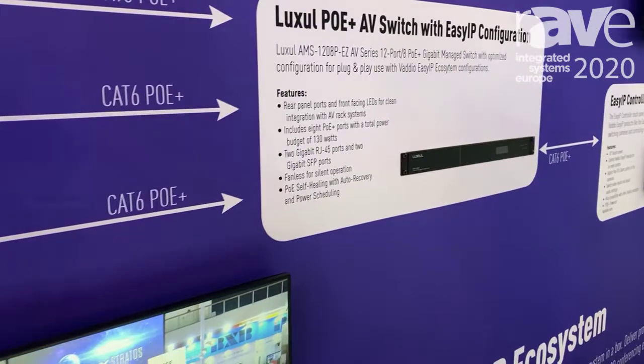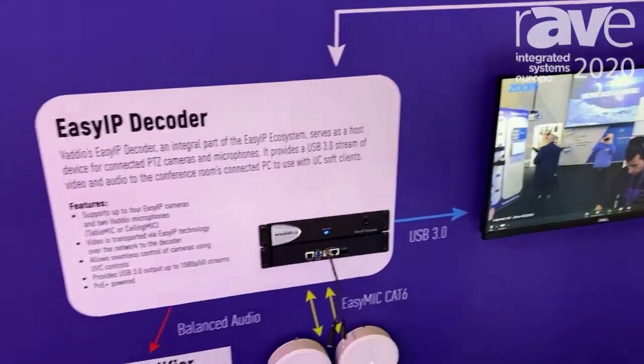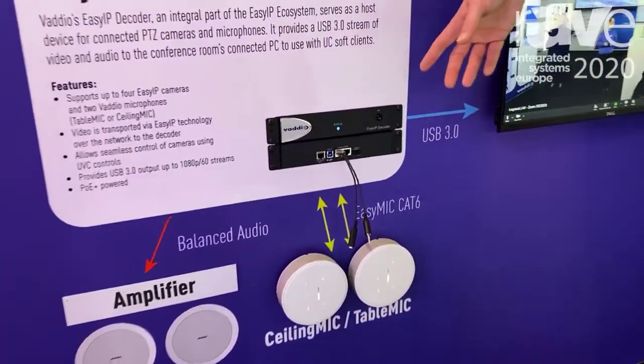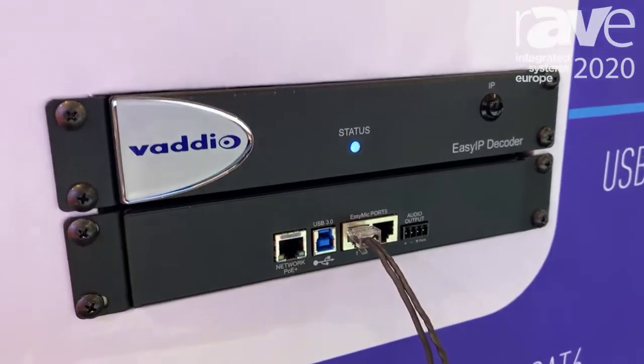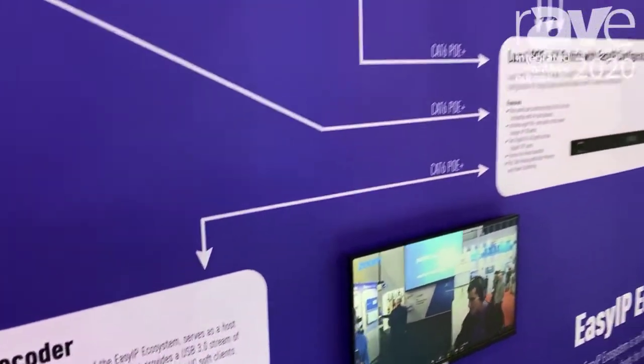And in the end, you can output that ecosystem to an EasyIP decoder. So this will decode the IP stream and generate a standard USB video output out of that ecosystem. So you can use it with any software video conferencing client on the market.